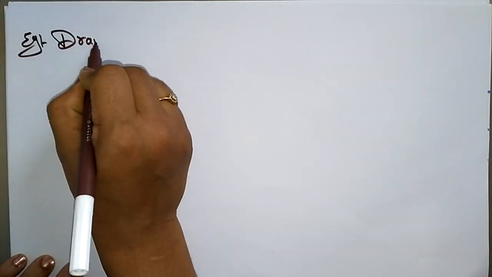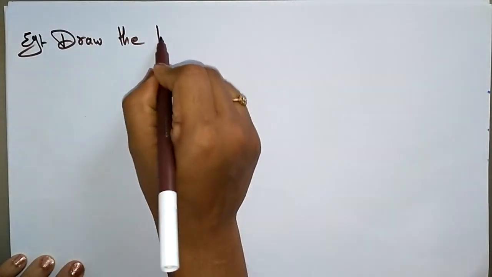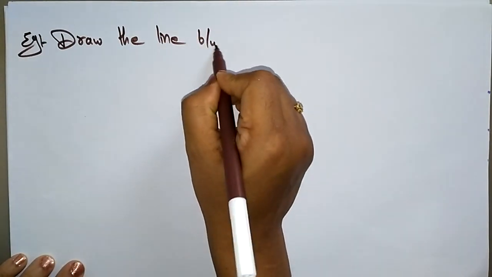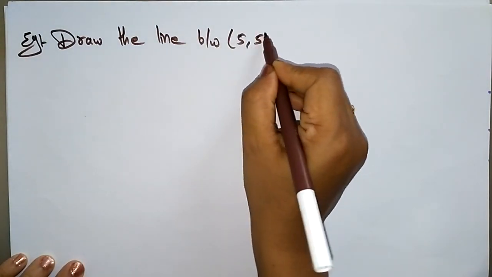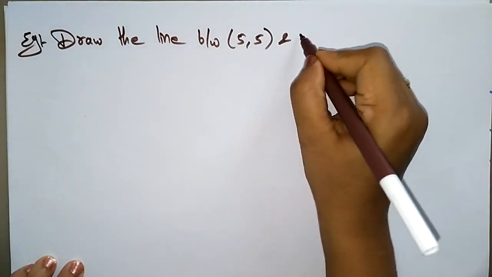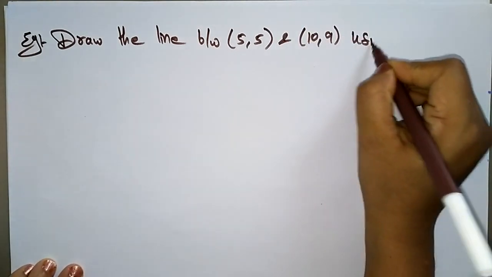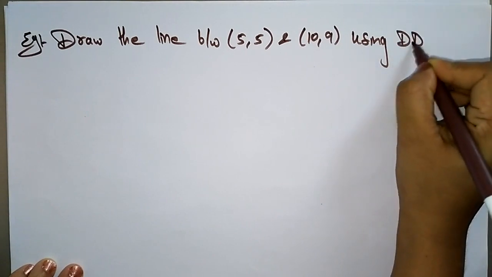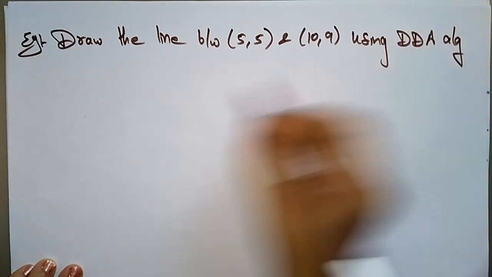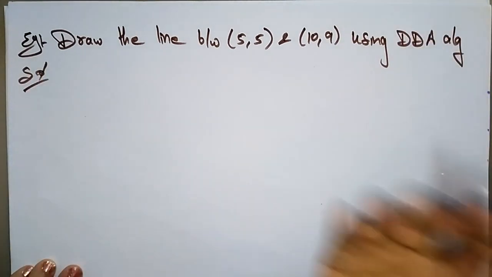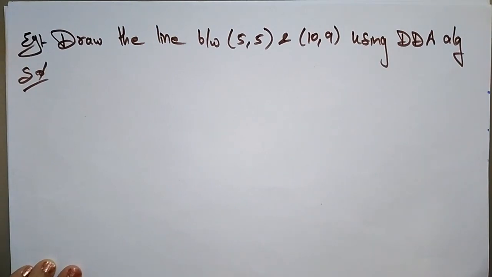This time they are asking to draw the line between the points. They are given x1, y1 as 5, 5, and let me take x2 and y2 as 10, 9, using the DDA algorithm. Okay, so now let's recall the algorithm step by step.